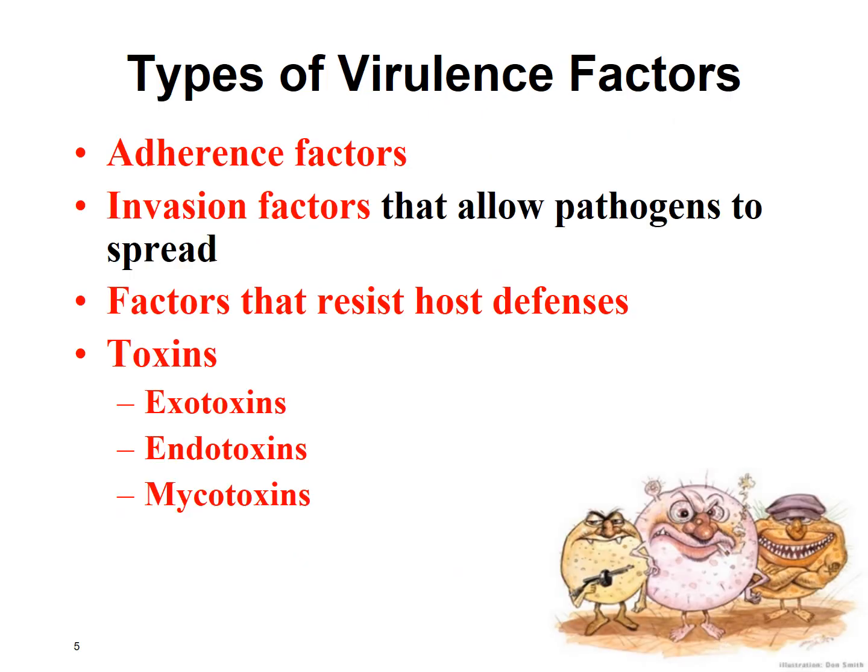So we have some different types of virulence factors. We'll look at adherence factors, which allow them to stick to our cells, invasion factors that allow them to spread through our body, and then we'll look at some factors they use to escape our immune system, and we'll look at several different types of toxins that can damage our cells and result in disease.